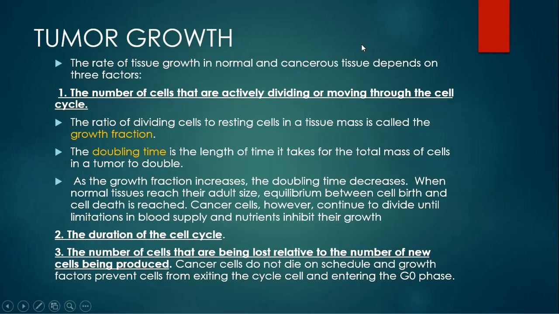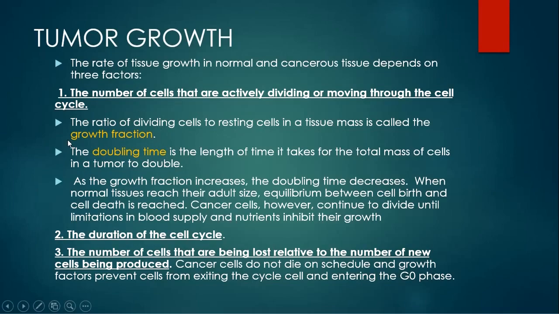Now we are going to talk about tumor growth. So the rate of tissue growth in normal and cancerous tissue actually depends on three factors. Number one is the number of cells that are actively dividing or moving through the cell cycle. The second one is the duration of the cell cycle, and the last one is the number of cells that are being lost relative to the number of new cells being produced. So discussing the first point, the number of cells that are actively dividing or moving through the cell cycle, we need to know about two terms, the growth fraction and the doubling time.